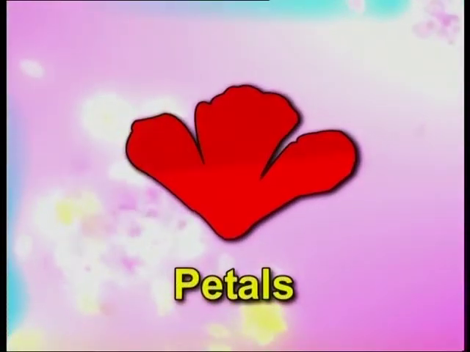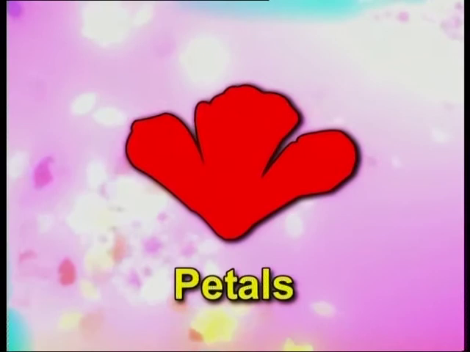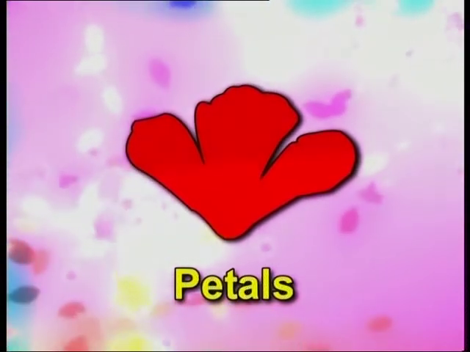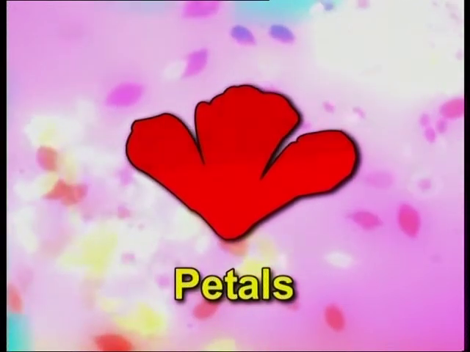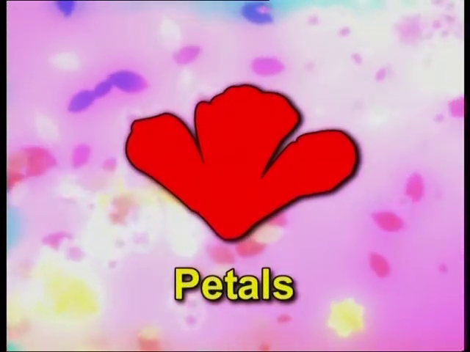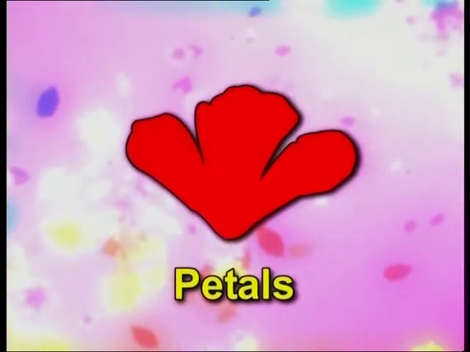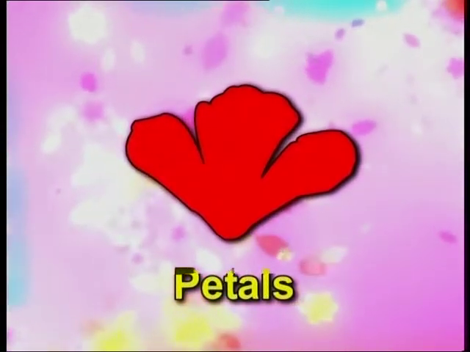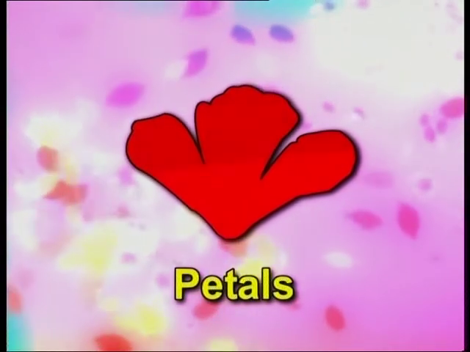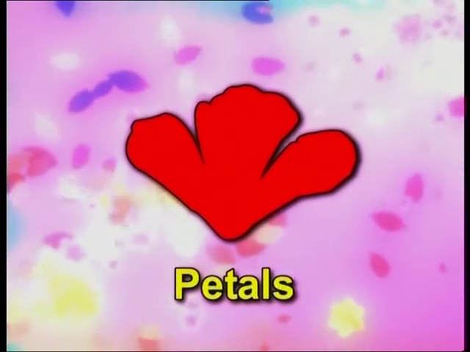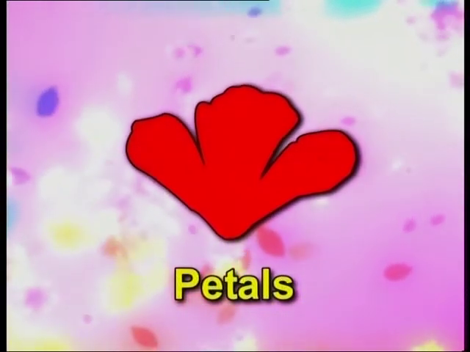Okay, these little things here are called petals. They are the colored parts of flowers and are shaped like leaves. They are also sometimes scented to attract insects. Usually, flowers have about 4 to 10 petals. They also protect the flower bud before it opens.